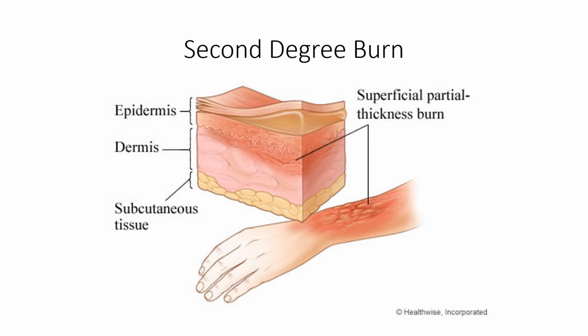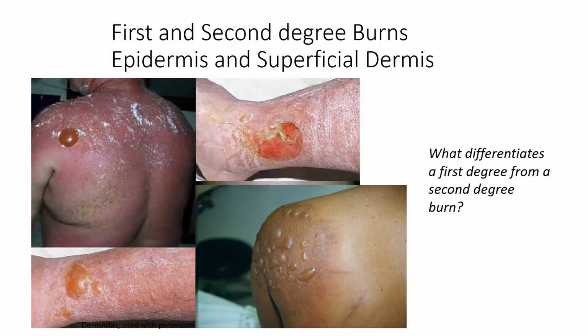The problem with blisters is we now can introduce infection down into the dermis of the skin. And unfortunately, there are blood vessels there that can transport that infection to other parts of the body. Here are some pictures of blisters that have come from some form of burn. Keep in mind, what differentiates a first-degree burn from a second-degree burn is blistering.